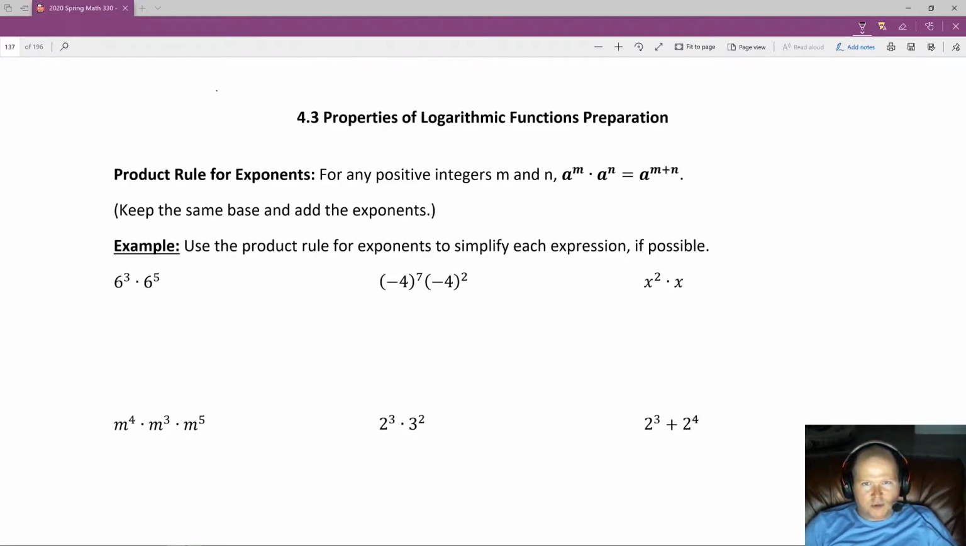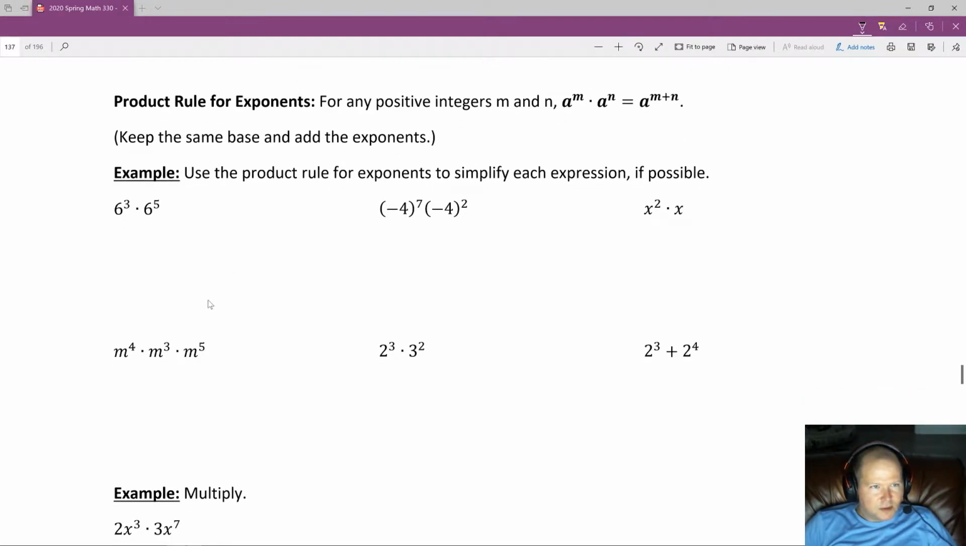4.3 Properties of Logarithmic Functions Preparation continued. Alright, so this is just a review of the exponent rules. So we've already done these before.